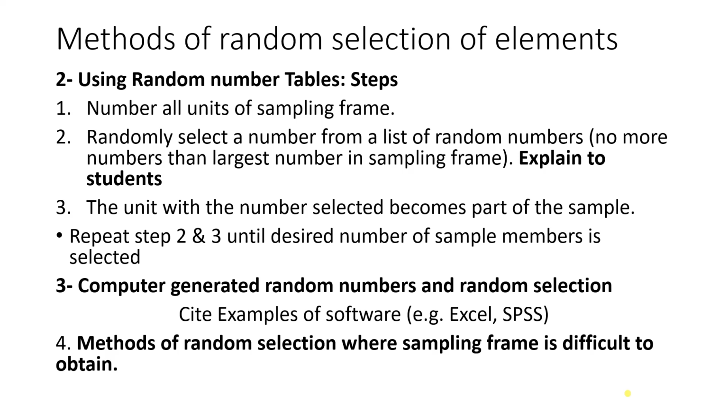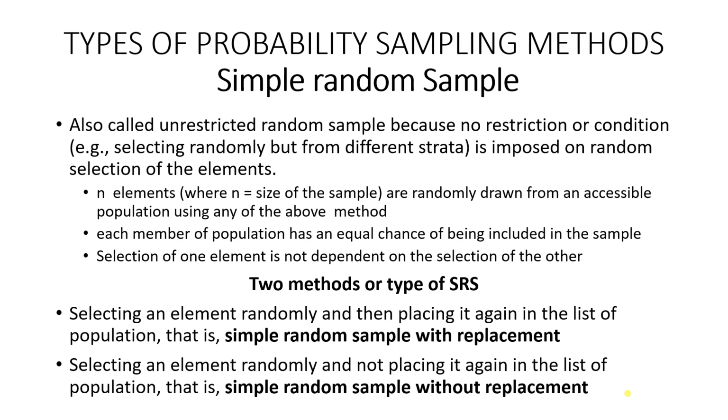Now let us take one technique at a time. So let us start with the unrestricted probability sampling, that is also called simple random sampling. And there are two methods that I have discussed, simple random sampling with replacement and simple random sampling without replacement. As I earlier said, the simple random sample is also called unrestricted random sample. Why? Because we do not pose any restriction or condition on the random selection of the elements.